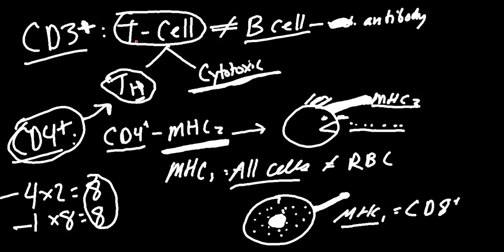That CD4 positive cell, also known as a T helper cell, will also be expressing CD3 because it's a T cell. So this T helper will have CD4 and it'll have CD3. It's going to bind that MHC2. It's going to say, hey, there's stuff in the extracellular environment, we need to get rid of it. The T helper cell will help activate other stuff to get rid of it.